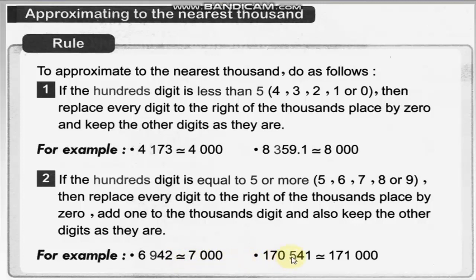170,541. At first the thousandths here is 0 and hundredths here is number 5. We say if it's 5 or more than 5, we replace it and other digits to the right by zeros and add 1 to the thousandth. So thousandth here 0, 0 became number 1 and keep 170 with its value. So 170,541 approximated to the nearest thousandths is 171 thousandths.